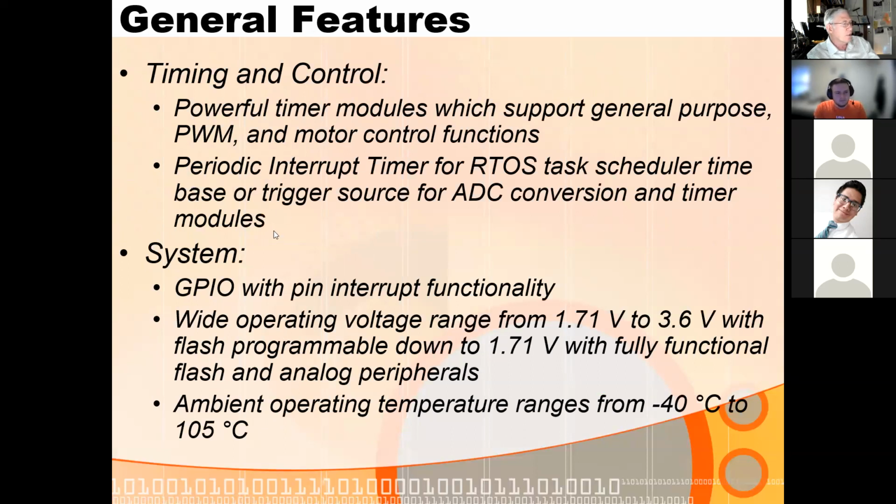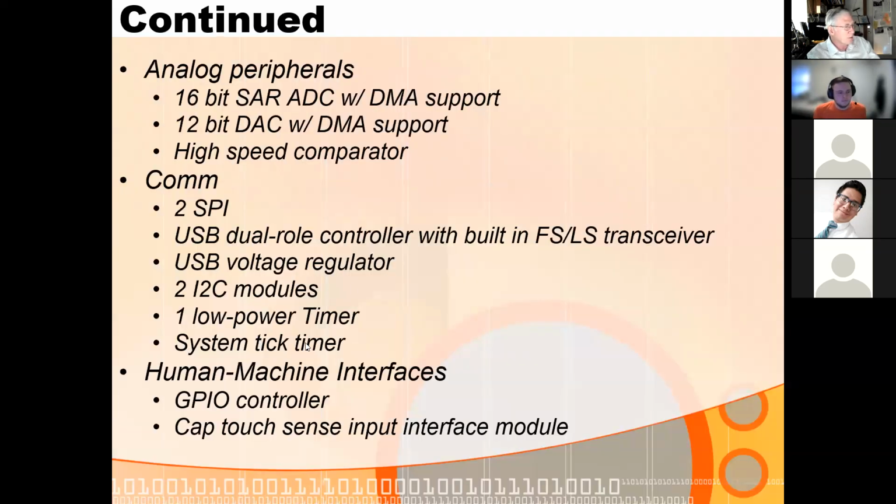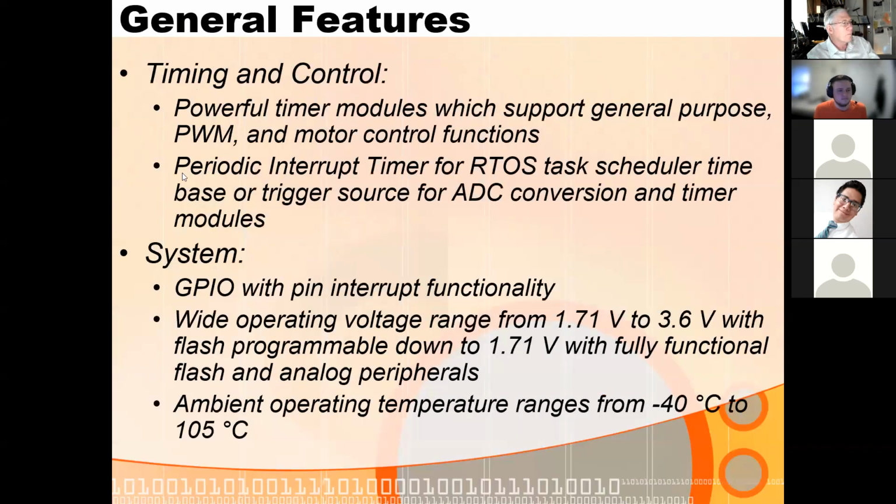So there's a system tick timer, and there's a periodic interrupt timer. Both of these are useful for operating systems. One is built into the actual ARM core, and one is a Freescale peripheral module. And I always get them mixed up. I can't remember which is which. But anyway, those are available, and we will use those. We use those in both the cup car and the tilt table software.